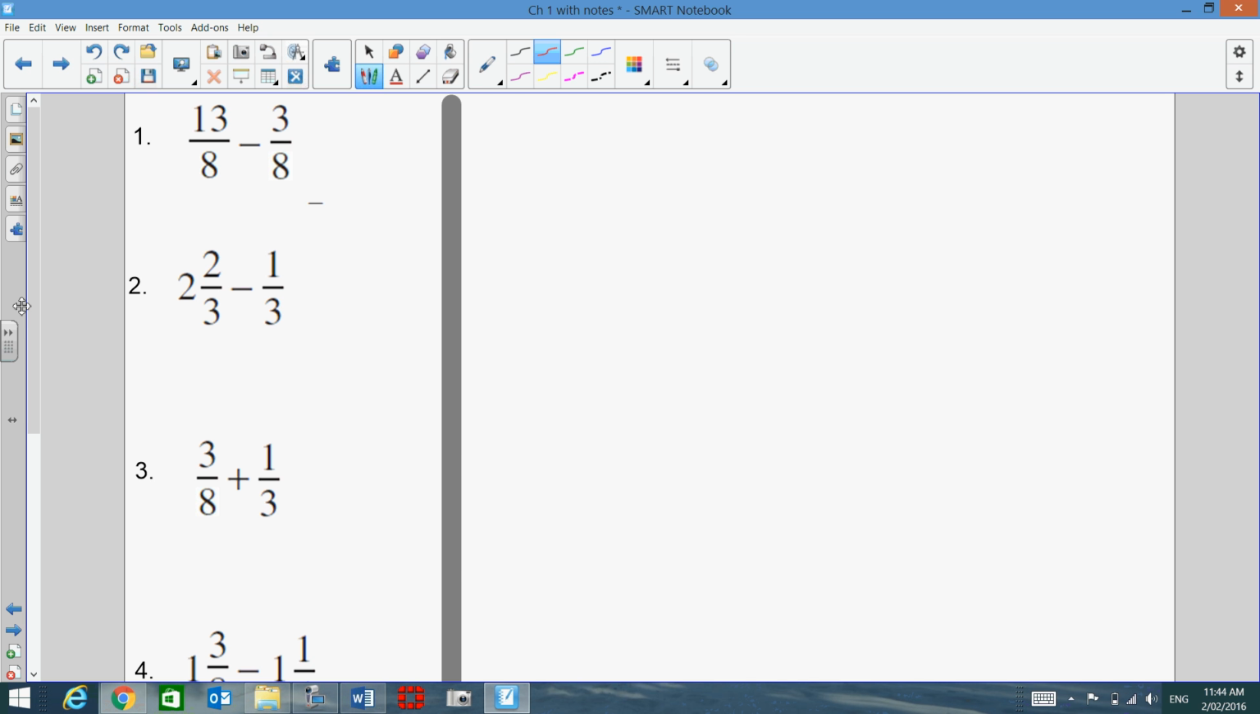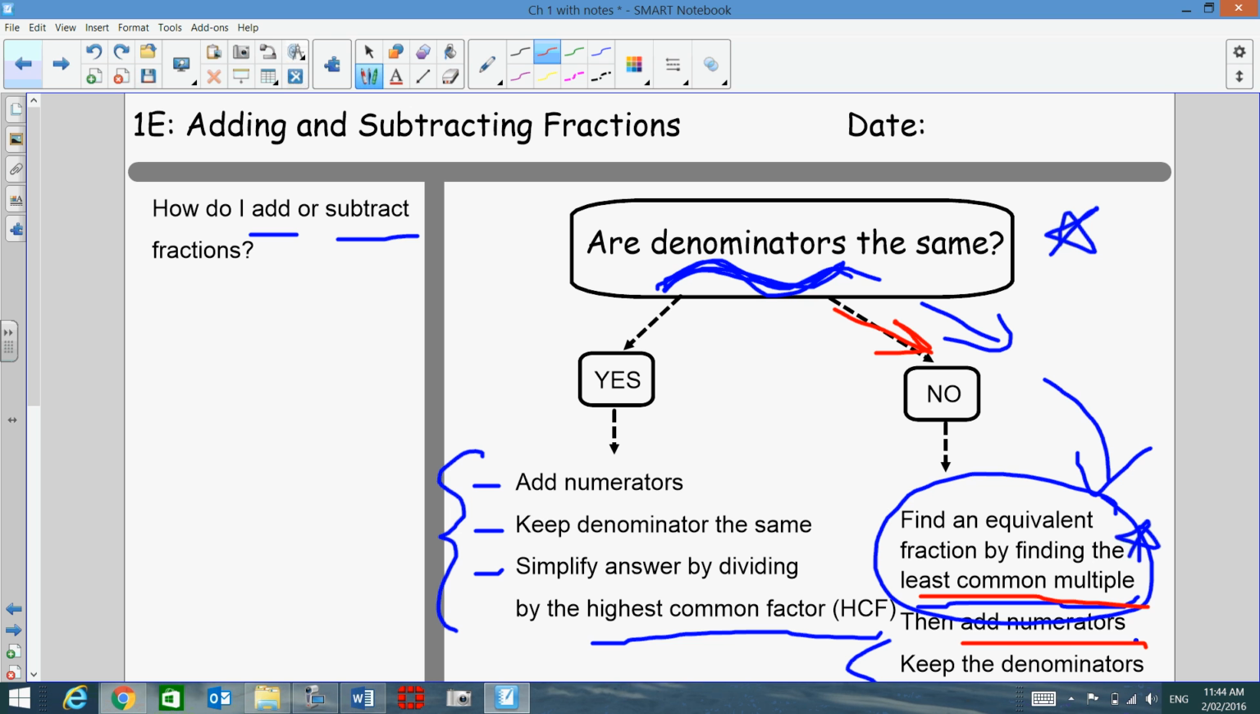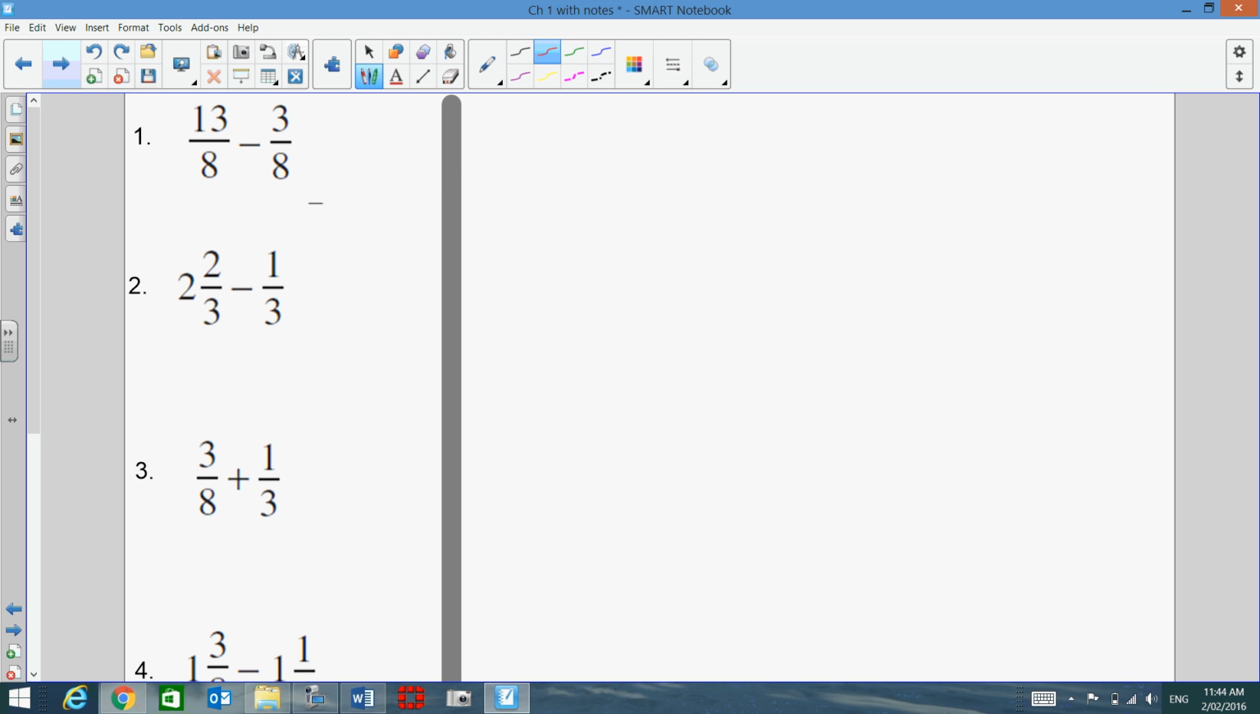So this first one, if I think back to my flow chart, are the denominators the same? And this first one, it's actually a yes. So yes, the denominators are the same. So I can actually go straight to just adding or subtracting my numerators and keeping my denominator as 8. So I don't really have to do anything to my denominator. 13 minus 3 is 10.